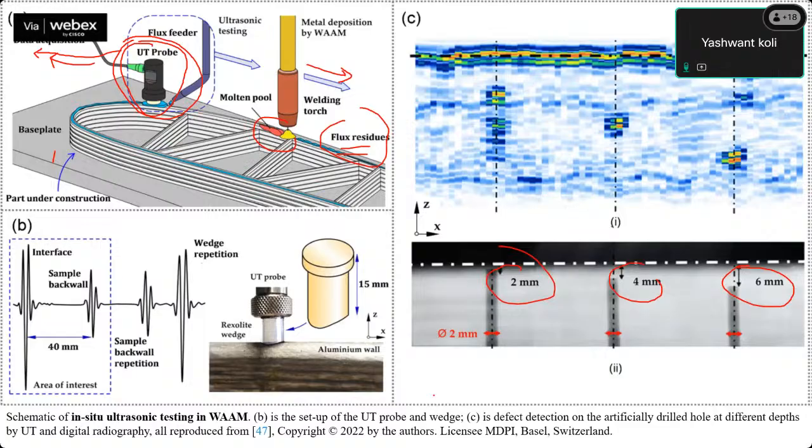So here you can see the B image. This is the area of interest, like the sample wall. The sample back wall repetition is there. This is the aluminum sample. This is the UT probe, and this is the height. As the vibrations occur, the ultrasonic probe detects the data, and it can detect up to 2 mm internal defects. So that is the main idea behind this.